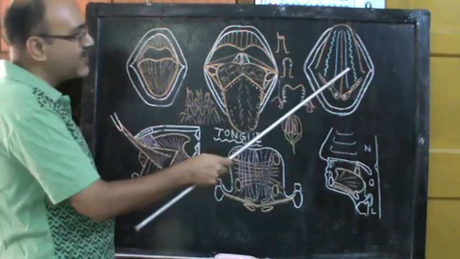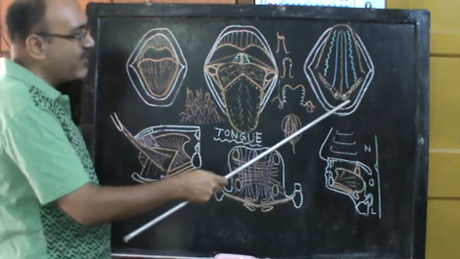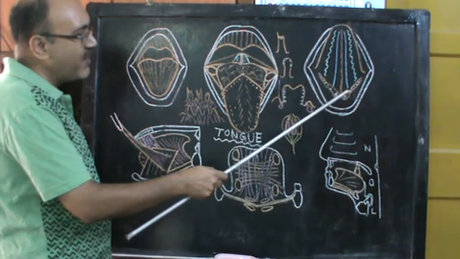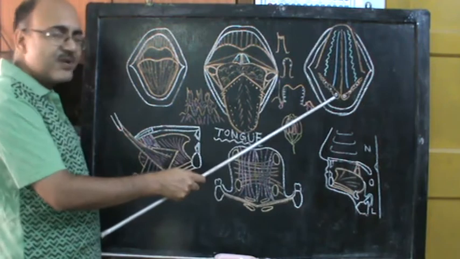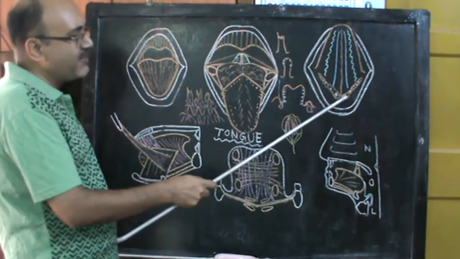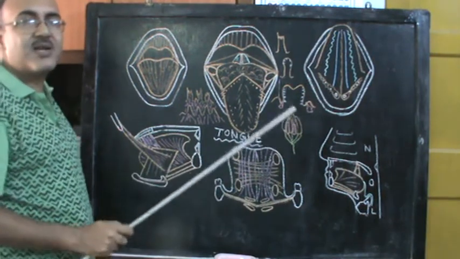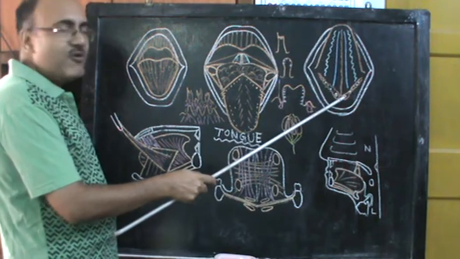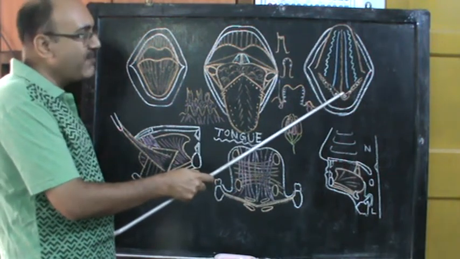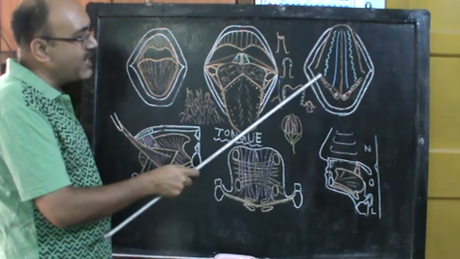And when you come to the junction of the tongue and the floor of the oral cavity, you can make out the sublingual papilla over here. One sublingual papilla here, one sublingual papilla here, and on the summit of the sublingual papilla you have the opening of the submandibular salivary gland.